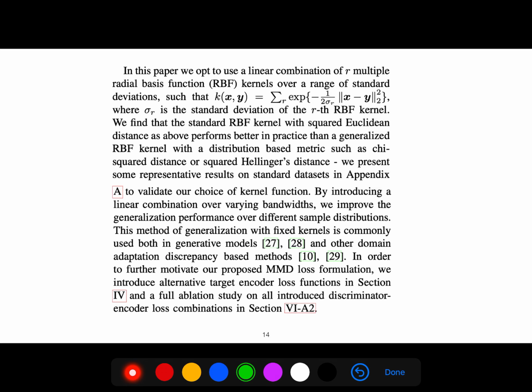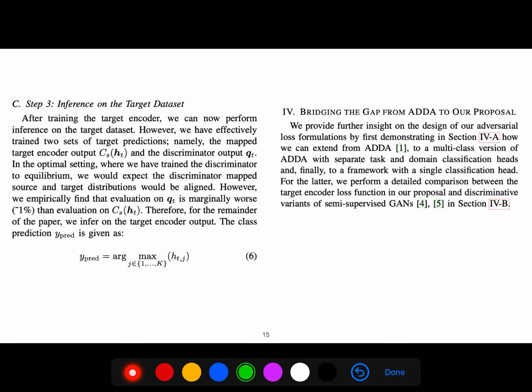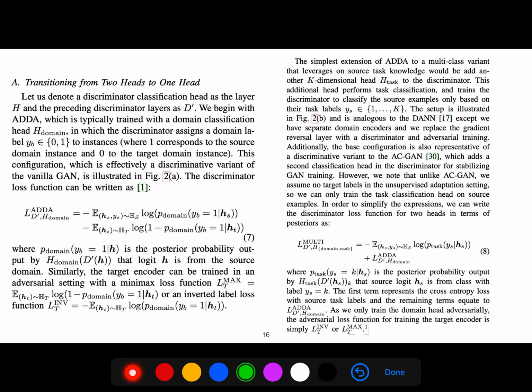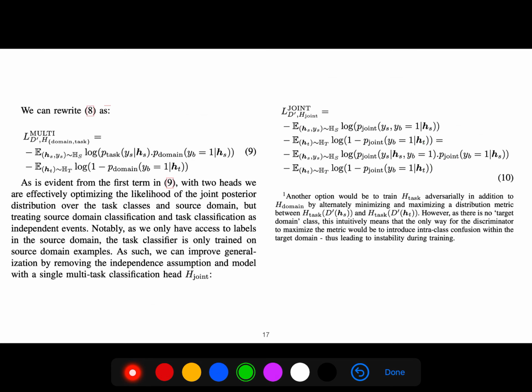So we opt to use a linear combination of multiple radial basis functions. For example, this kernel is the RBF kernel. And then inference on the target set: we infer on the target encoder output, and the class predictions are just the argmax of H. Then they talk about transitioning from two heads to one head. The rest of them are details.